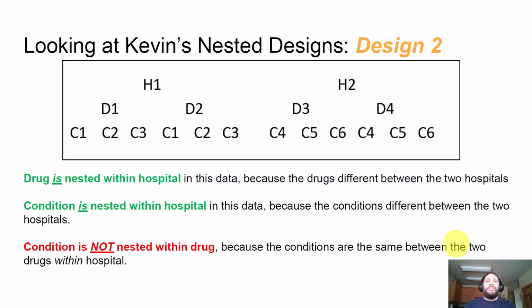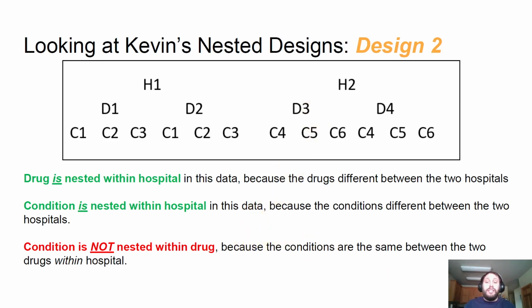So let's look at Kevin's design number 2. As we can see, again, we're working with hospitals, drugs, and conditions. So the first thing is we can see that drug is nested within hospital because the drugs are different between the two hospitals. We see drug 1 and drug 2 apparent in hospital 1, and drug 3 and drug 4 are apparent in hospital 2, but they're not apparent in the other hospitals. They don't switch at all.